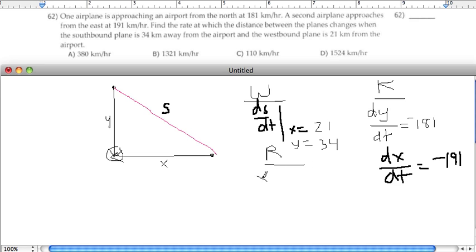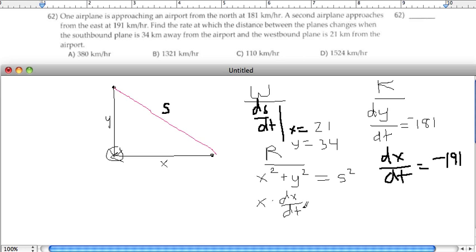The relate step, hopefully, is obvious. x squared plus y squared equals, maybe putting a z there would have been better, s squared. Boy, that takes a long time. Alright, so there we have that. And then take the derivative of both sides. Remember: want, know, relate, and then differentiate. So 2x dx/dt plus 2y dy/dt equals 2s ds/dt.